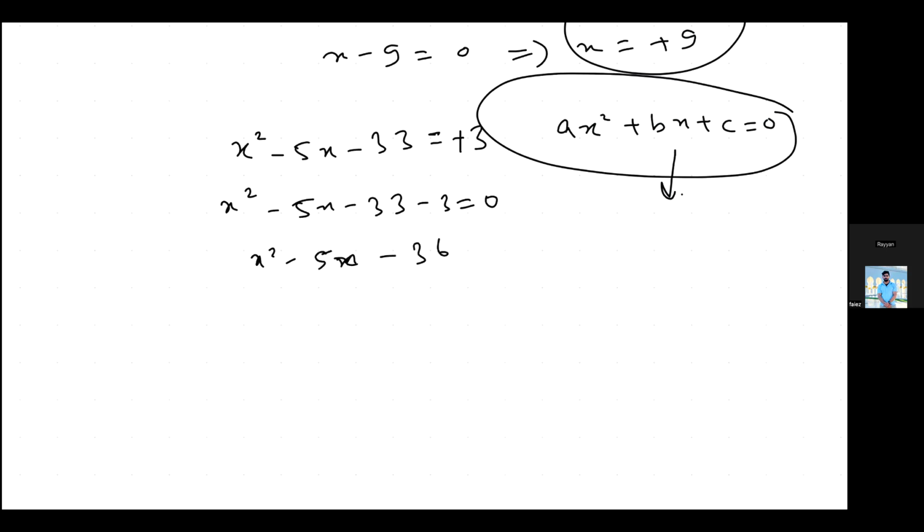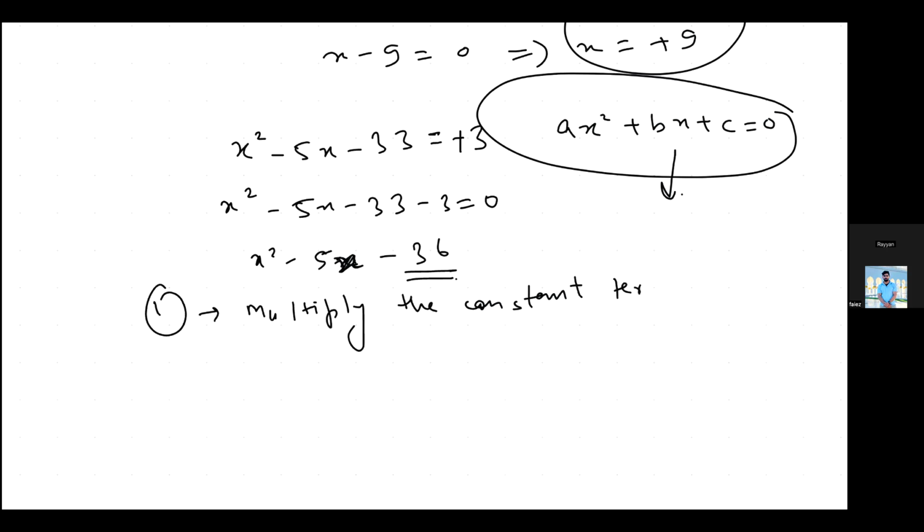Now, step number one, you have to multiply the constant term. What is the constant? Which doesn't have a variable attached to it. This is a constant term. These are variables attached. The constant term to the coefficient. Coefficient means which is attached with the variable, the coefficient of x squared. In this case, the coefficient is 1.